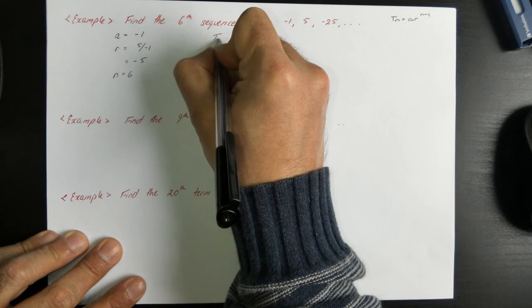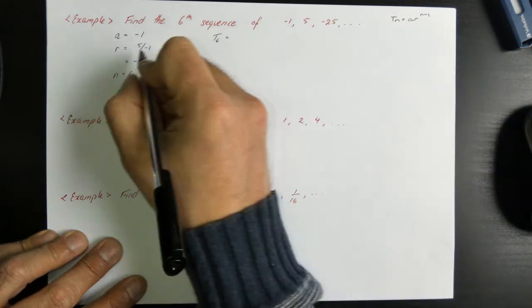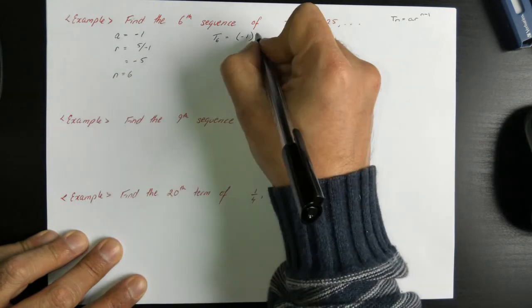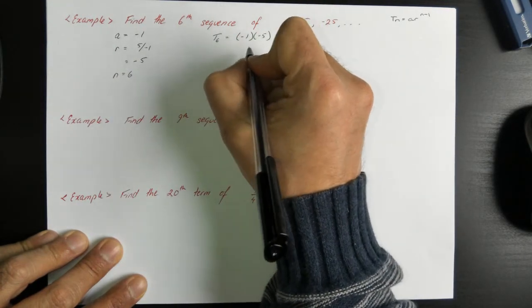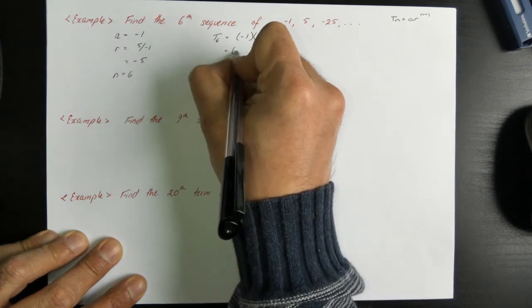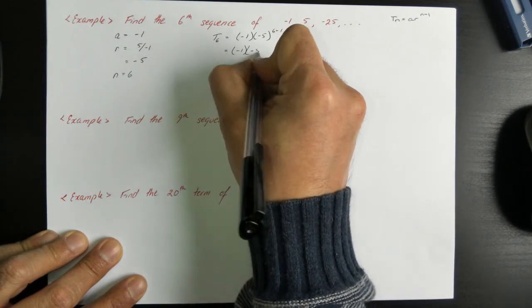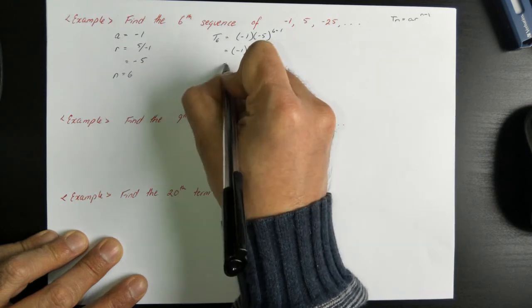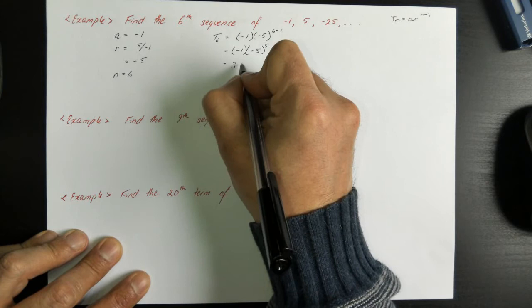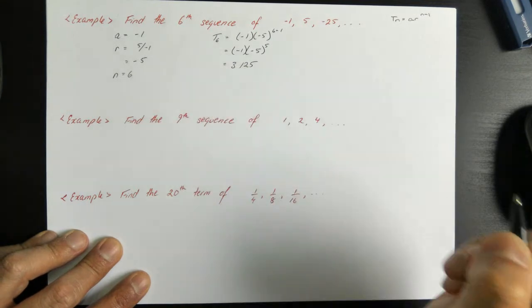So T6, A is negative 1. My R is negative 5 to the power of 6 minus 1. So negative 1 times negative 5 to the power of 5. If you plug that into the calculator, you will get 3,125.